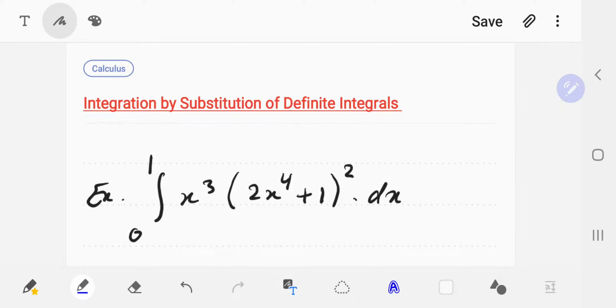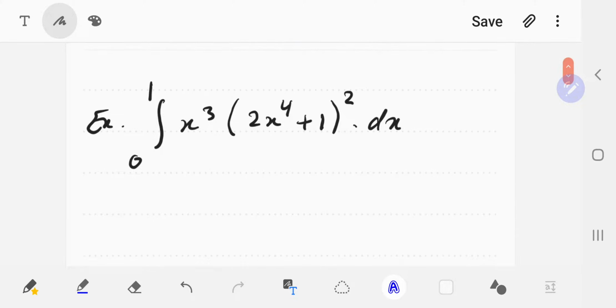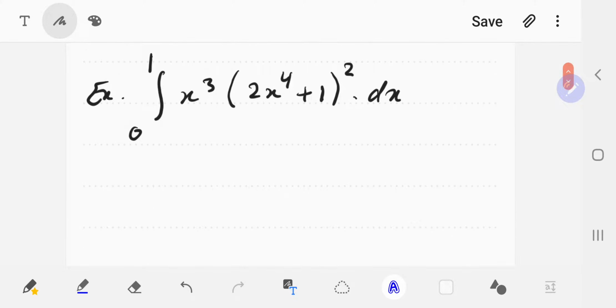Hi guys, today I'm going to talk about integration by substitution, but of a definite integral. Is it different? Actually, it's not different at all. The only difference is that if you have boundaries here, would that make any difference? Actually, it's only a small difference in the way of writing, not in solving. So let's go through this example and try to do it.